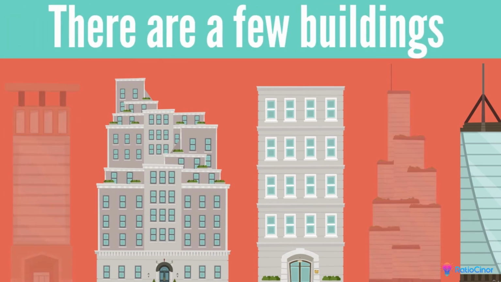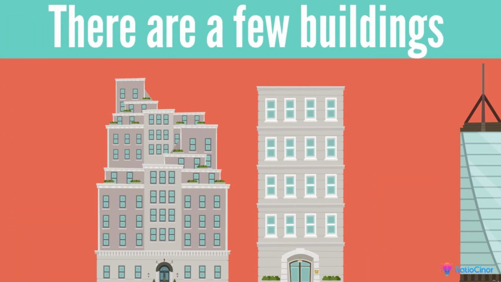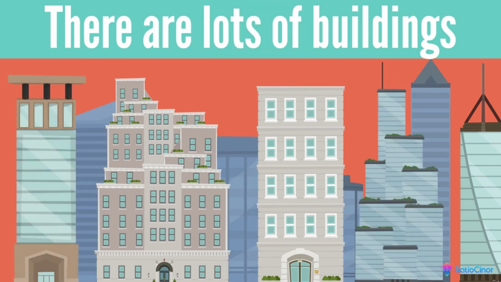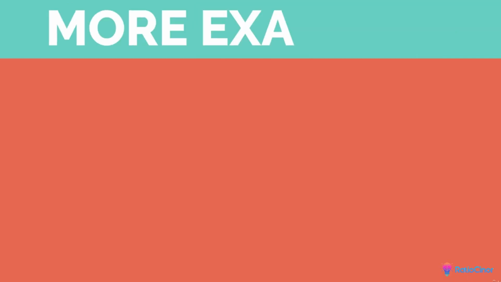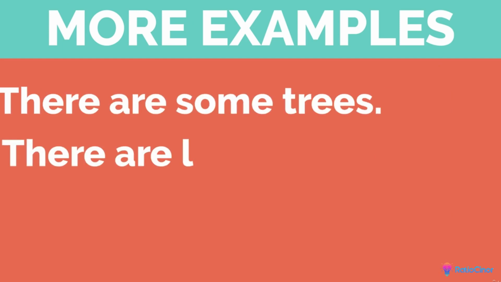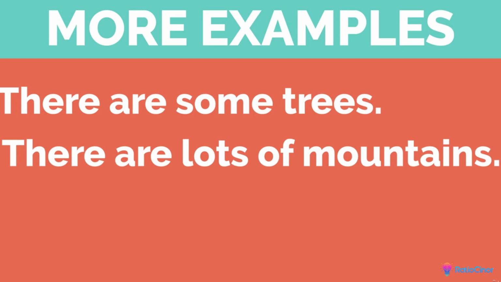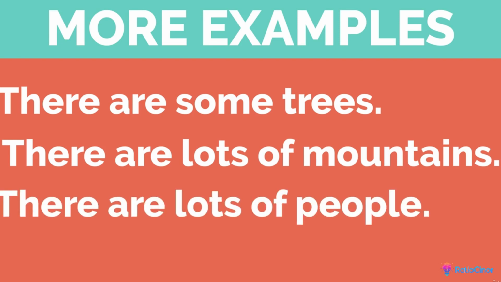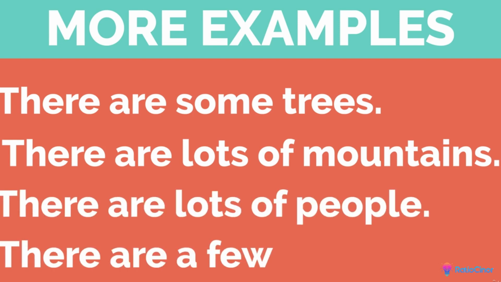There are a few buildings. Use a few for a small number. There are lots of buildings. Use lots of for a large number. More examples. There are some trees. There are lots of mountains. There are lots of people. There are a few cars.